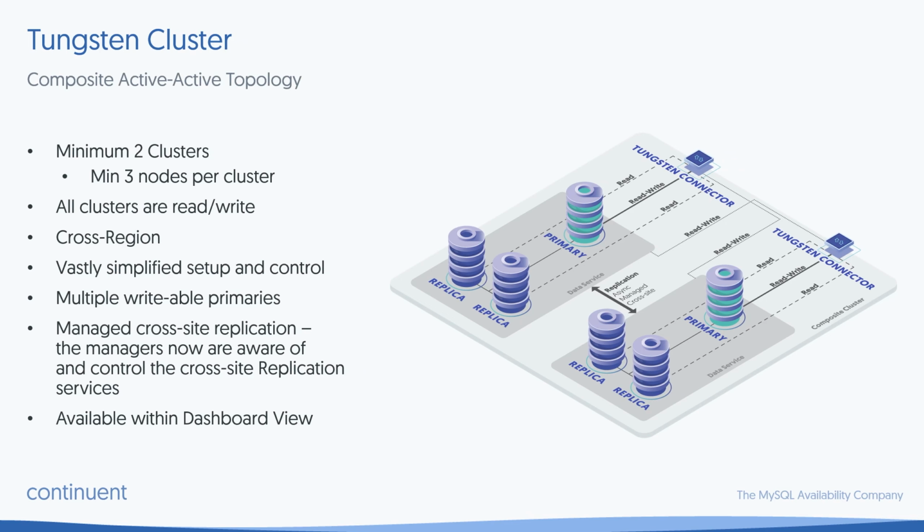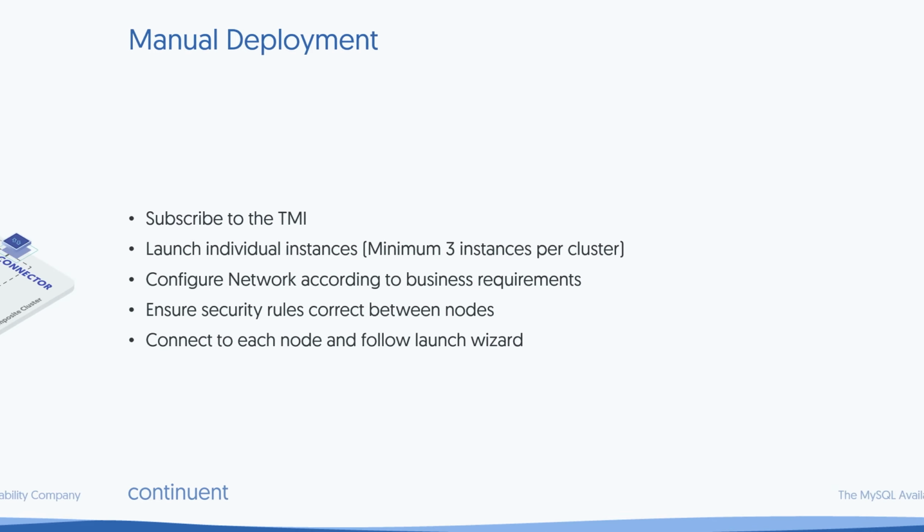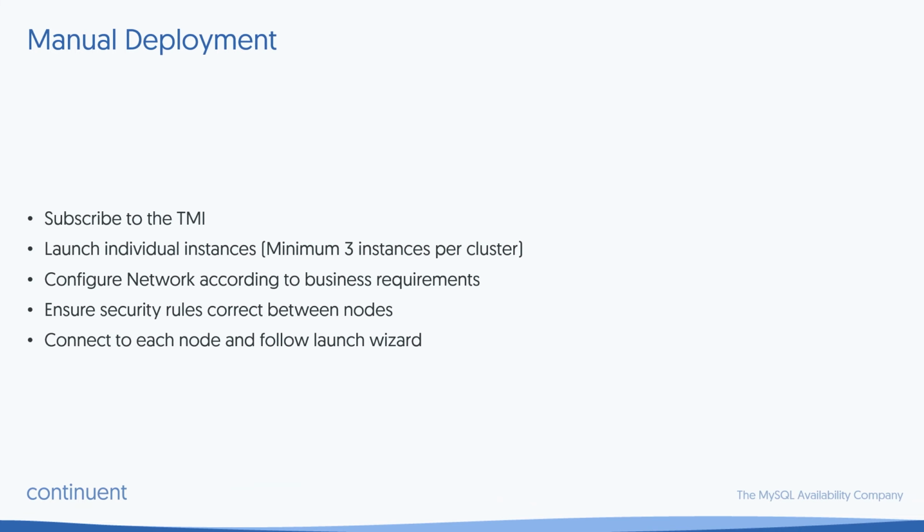So how do you actually deploy it? Well, there are 2 ways. Within Google and within AWS, you can do the manual deployment. So first of all, you need to find the TMI in the marketplace. So if you go to the respective marketplaces and just search for Tungsten Cluster, and you'll see the image there, you would subscribe to it, and then you would launch the instances.